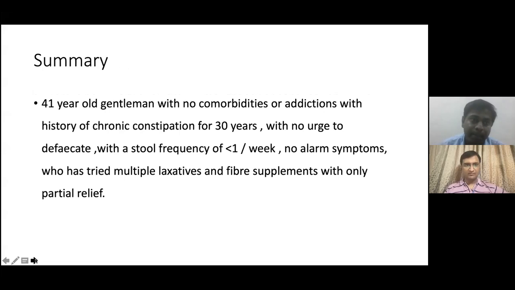Summarizing my history, he is a 41-year-old gentleman with no comorbid conditions or addictions, with a history of chronic constipation for the past 30 years, with no urge to defecate, with a stool frequency of less than 1 per week, no alarm symptoms, and he has tried multiple laxatives and fiber supplements with only partial relief.